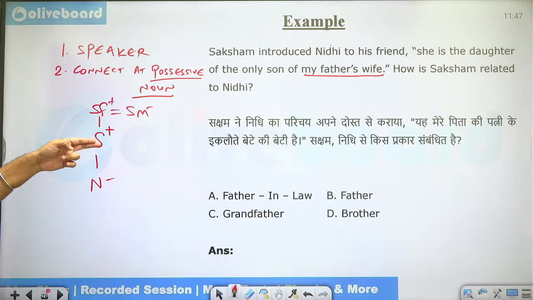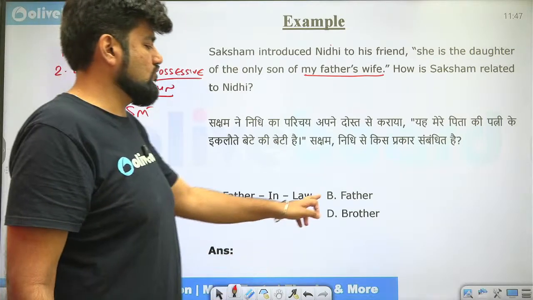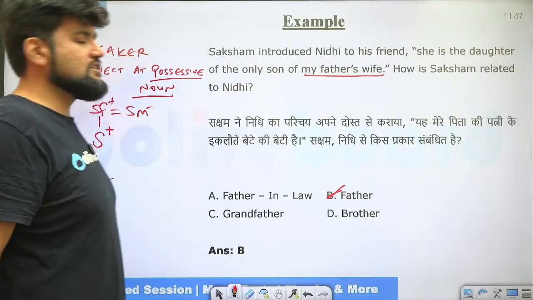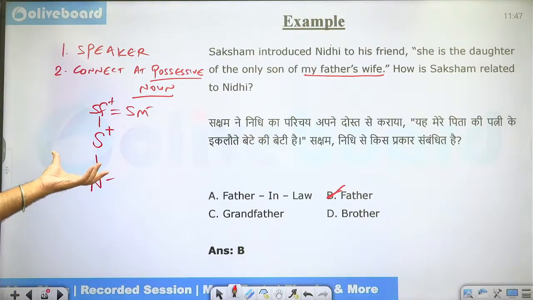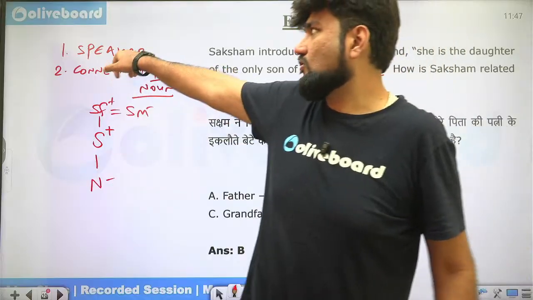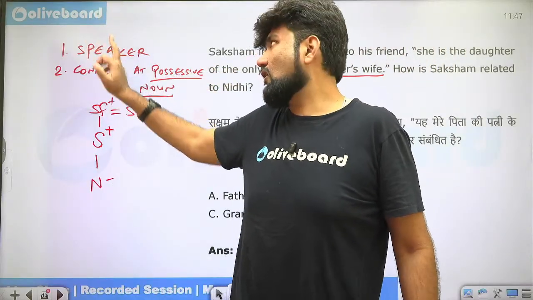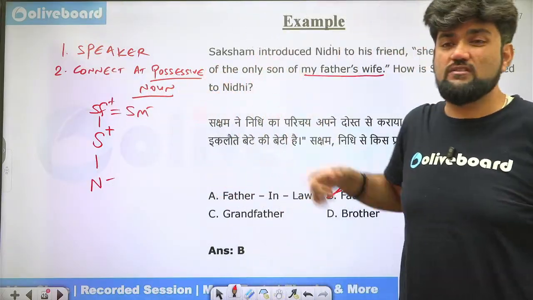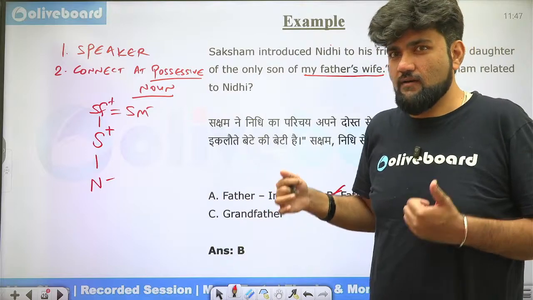The question is asking us, how is Saksham related to Nidhi? Saksham is the father of Nidhi. Very easy question. Option B is the correct answer. Just that visualization is the key here, and you need to understand this concept. Always start from the speaker and always connect at the possessive noun. The possessive noun is usually with respect to the speaker.